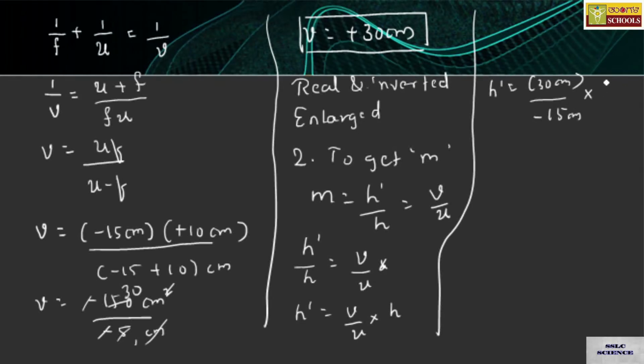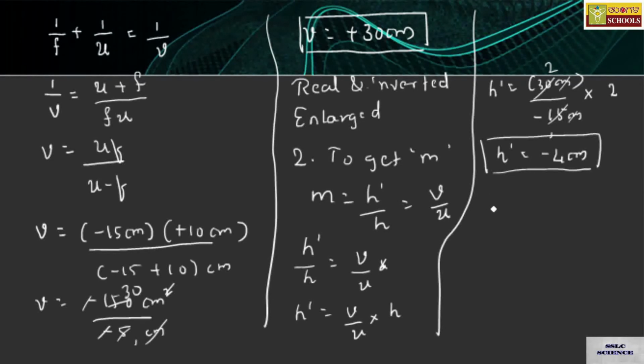into h, which is 2. 15 ones are 15, 15 twos are 30. So centimeters get cancelled. H dash is equal to 2 into 2, minus 4 centimeter. So height of the image is minus 4 centimeter. The negative sign here is indicating that the image is real and inverted. So the justification of real and inverted image is this, because we got negative value of h dash.